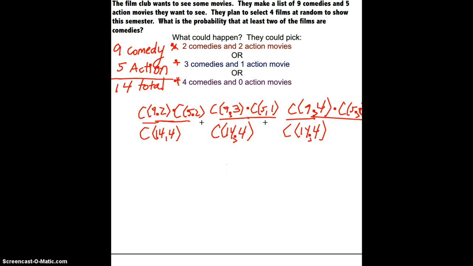So doing some simple math here, doing this all on your calculator, I find the probability of this to be 906 over 1001. And the way I did that is I found this first probability, I wrote it down, I found the second probability, I wrote it down, I found the third one, and then I added the 3 together. So those would be your steps to follow.